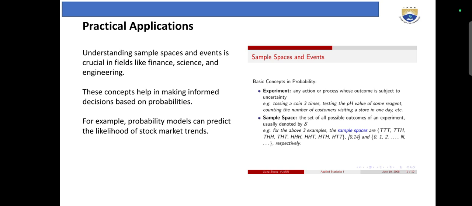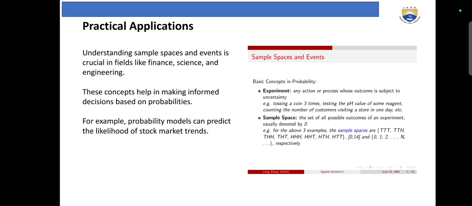Practical applications. Understanding sample space and events is crucial in fields like finance, science and engineering. These concepts help in making informed decisions based on probability. For example, probability models can predict the likelihood of stock market trends. Sample space and events: basic concepts in probability.